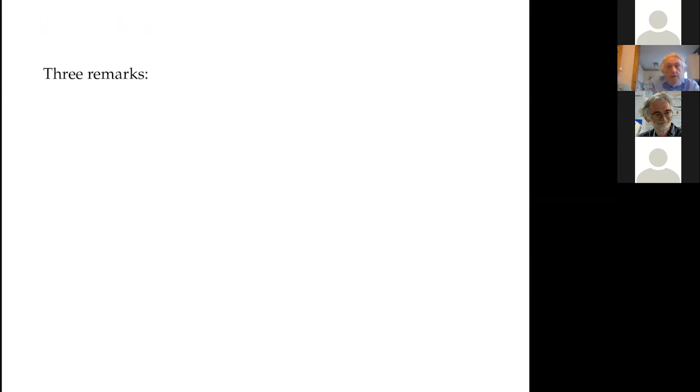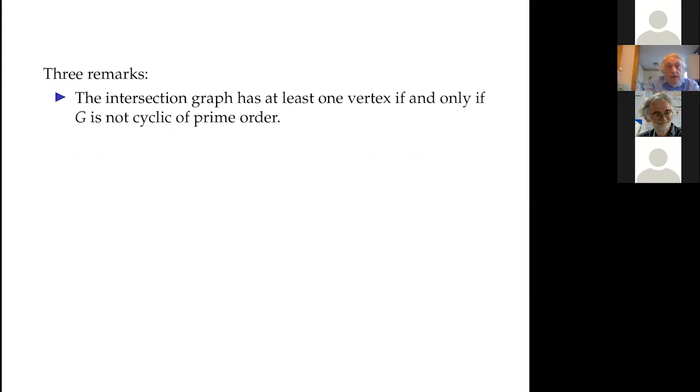So here are 3 quick remarks about these things. The intersection graph has at least one vertex, that means there's at least one subgroup which is not the whole group or the identity, if and only if G is not cyclic of prime order. So that's okay.